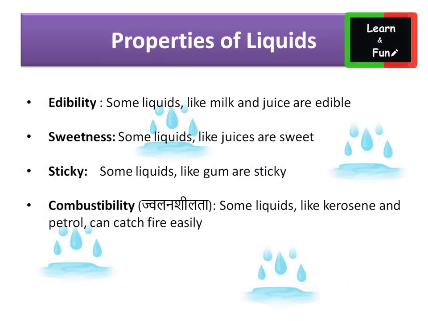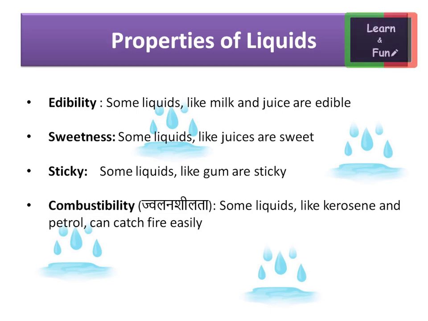Let's see properties of liquids. First one is edibility. Some liquids like milk and juice are edible. Second one is sweetness. Some liquids like juices are sweet. Third one is sticky. Some liquids like gum are sticky. And fourth one is combustibility. Some liquids like kerosene and petrol can catch fire easily.